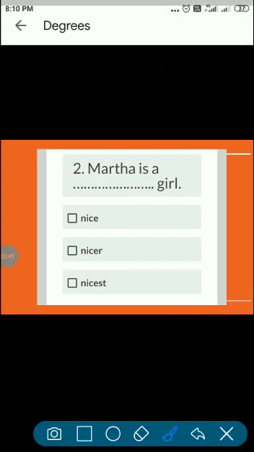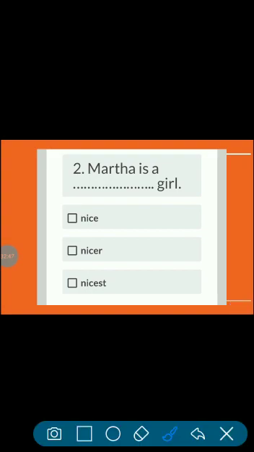Martha is a dash girl. Martha is a nice girl, Martha is a nicer girl, or Martha is a nicest girl. What do you think is the answer? Yes, it is nice. Martha is a nice girl. Why? We used nice. Why not nicer or nicest?